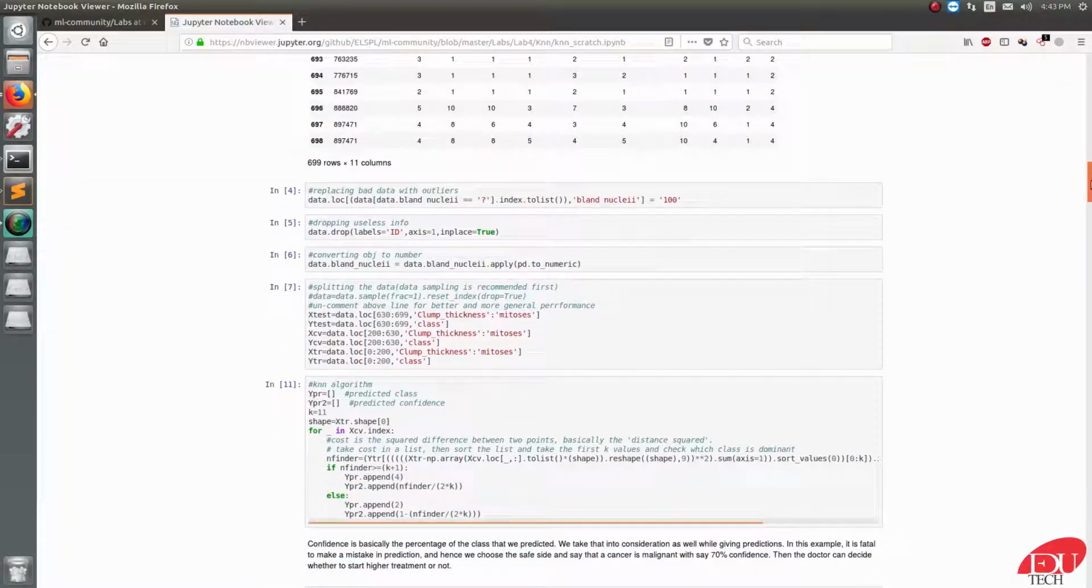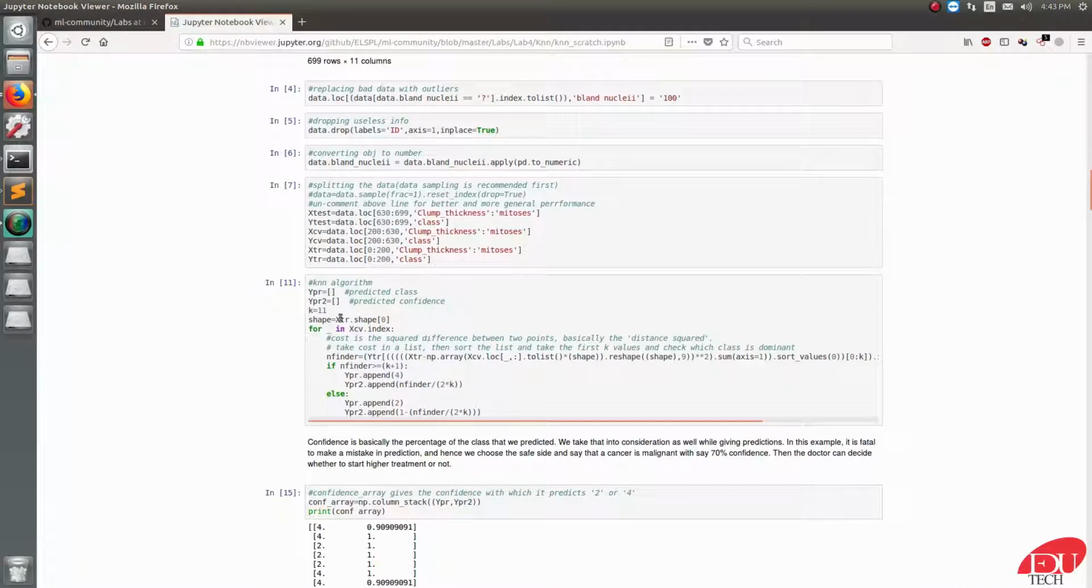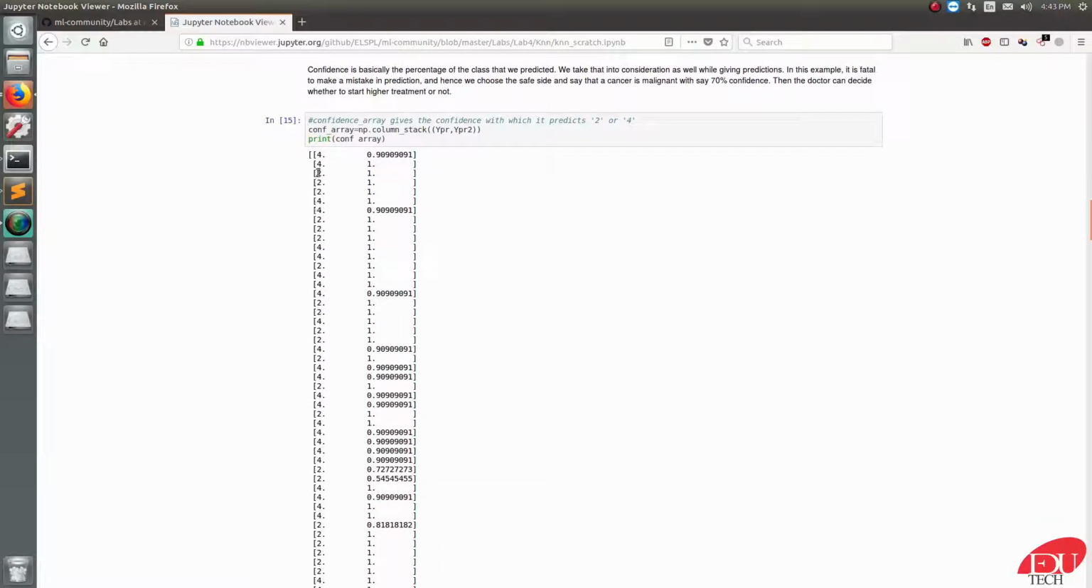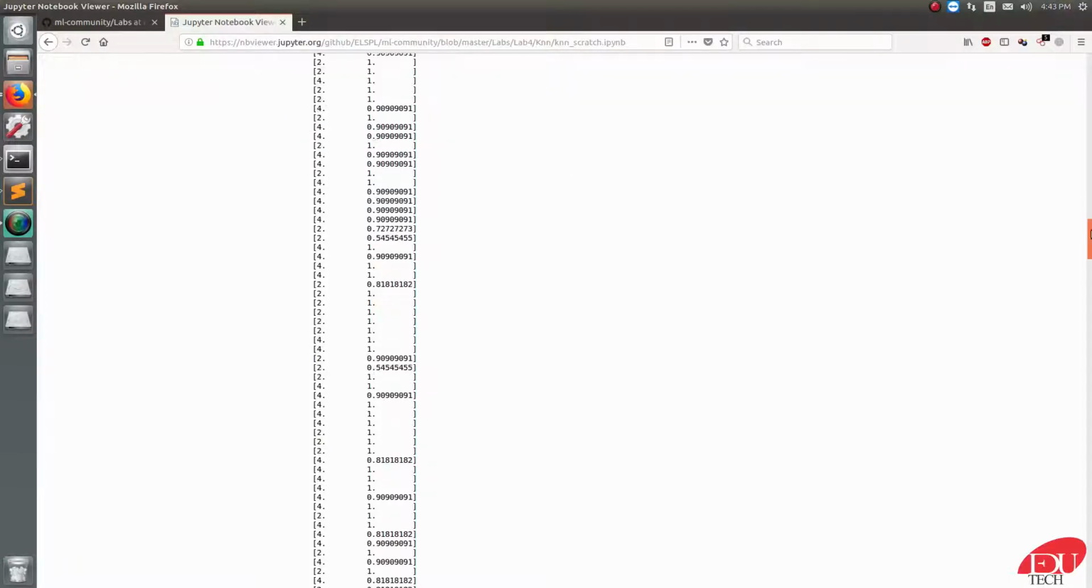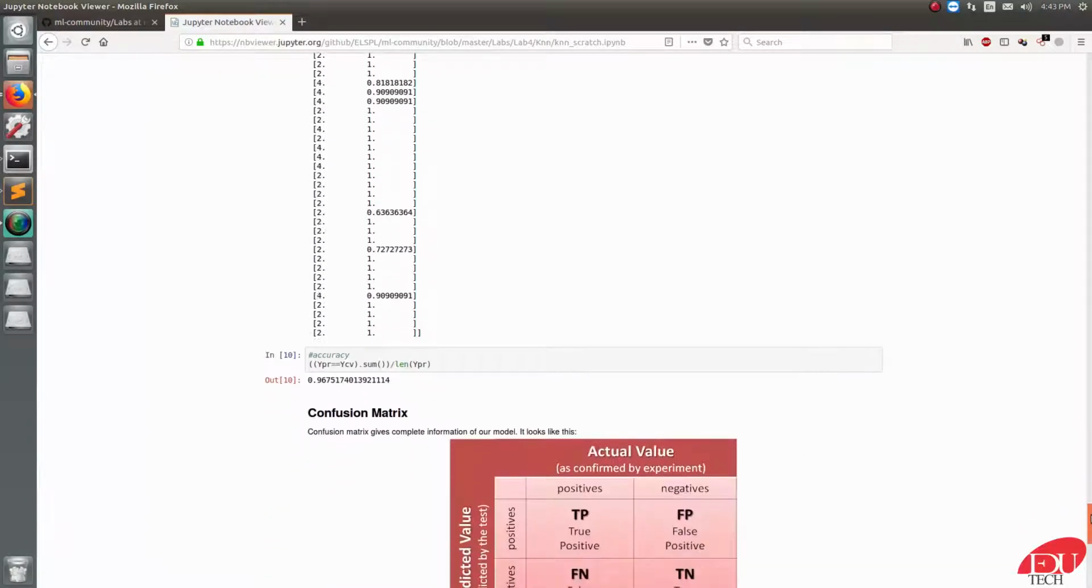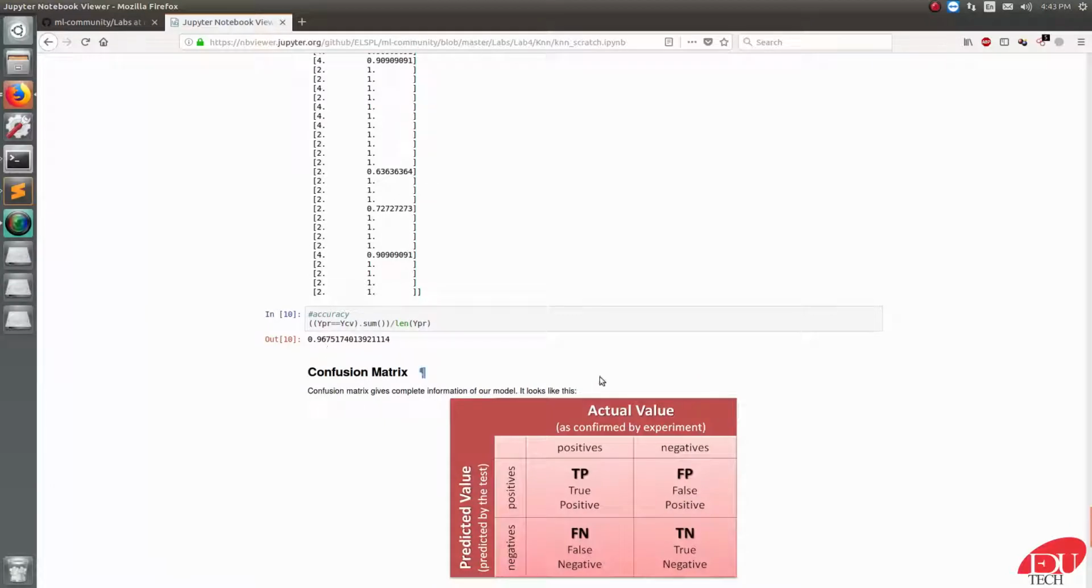So yeah, there's some data manipulation, and this is the splitting, and this is our KNN algorithm. As you can see, we can change the value of k here. For this example, I set it to be 11. You can put it to any value as you wish. And as you can see, this is the predicted list along with its confidence. For example, this data point, we predict that it's of class 4 or malignant with a 90.9% confidence. And this is our entire predictions list, and the accuracy, as you see, came out to be 96.7%.